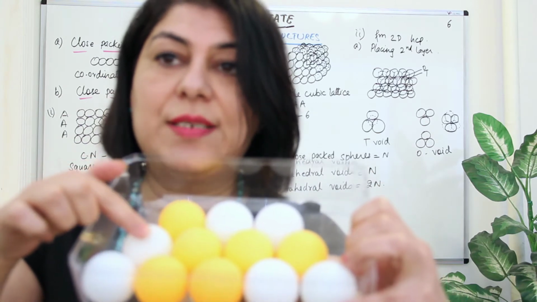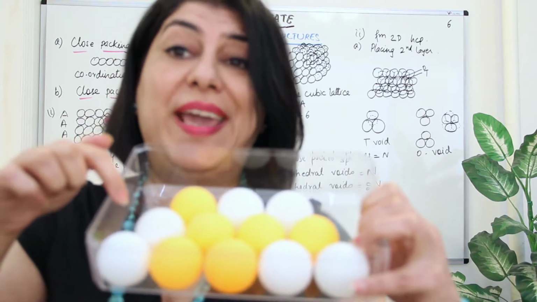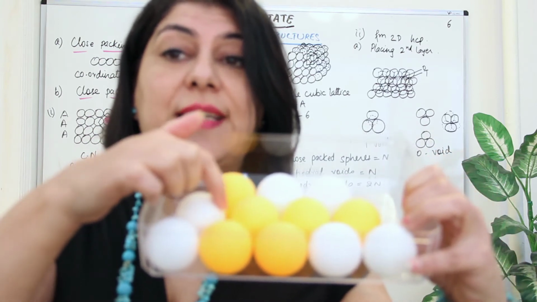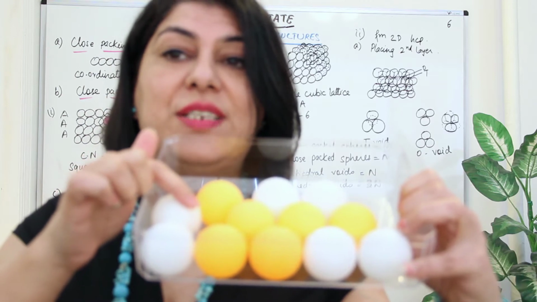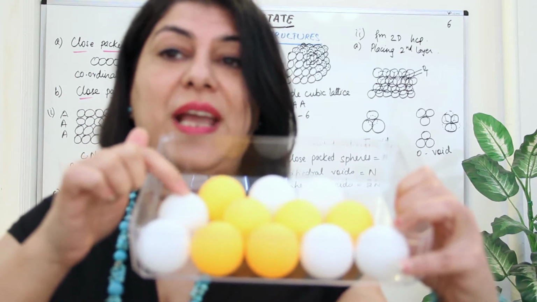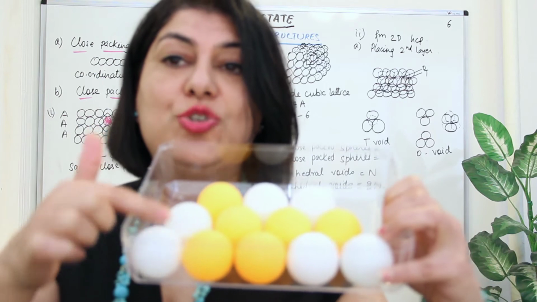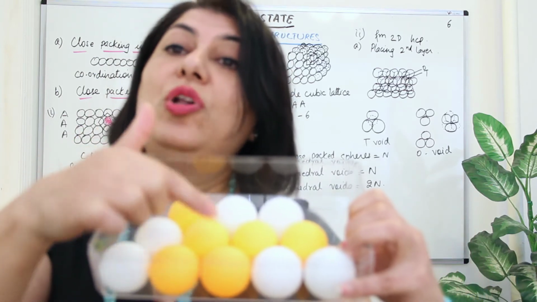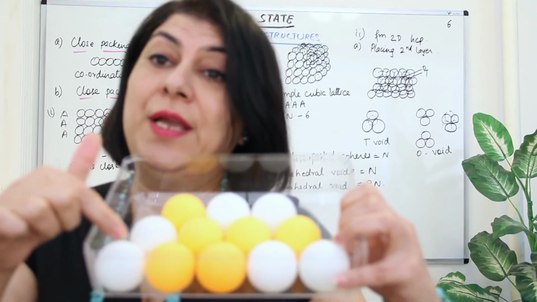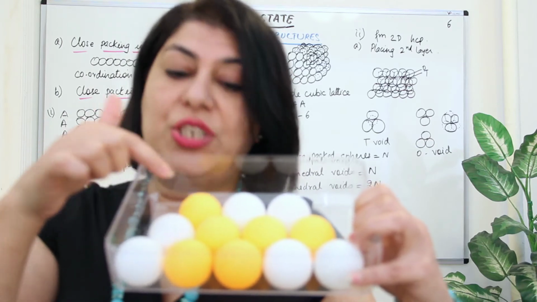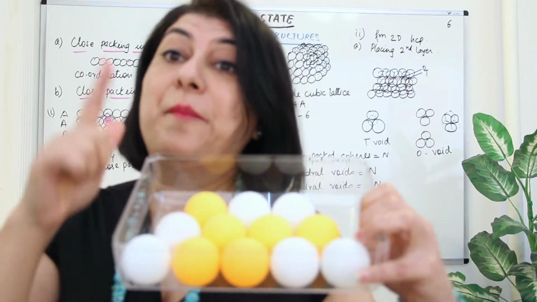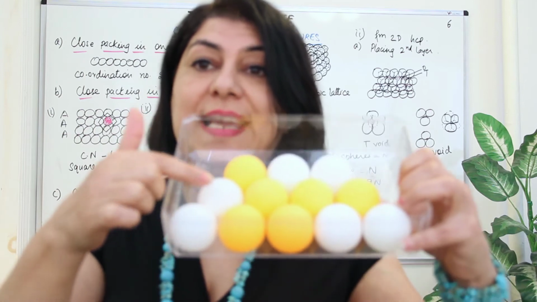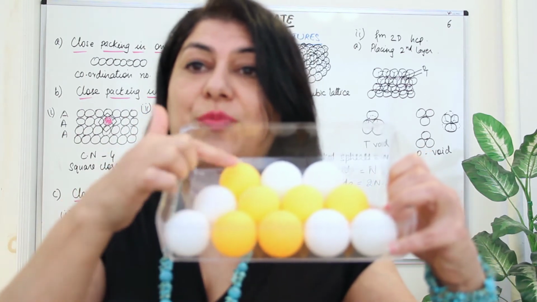The second row is not identical to A. Look closely. It would have been identical if it was right there, but it is not there. It is between the grooves of these two. So the second layer is not in line with the balls of the first line, and the third is not in line with those of the second one. But the line of the third ball is in line with the line of the first ball.